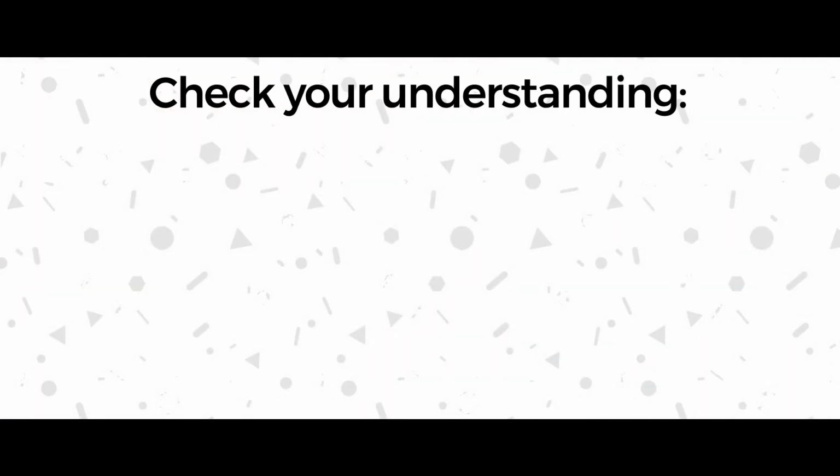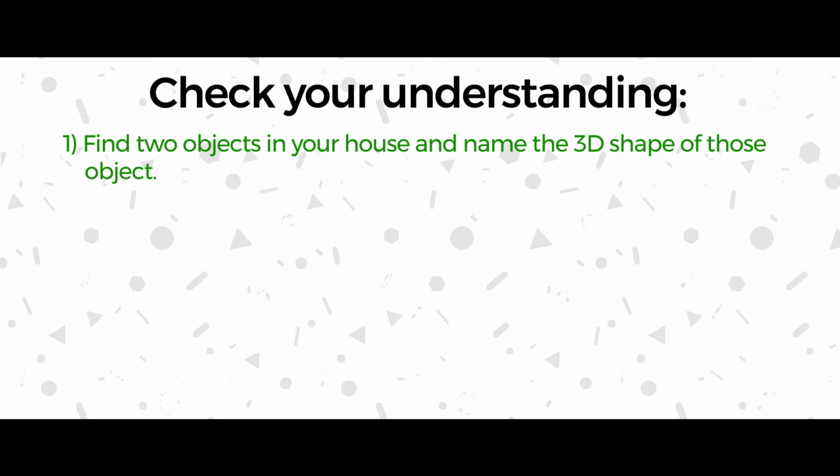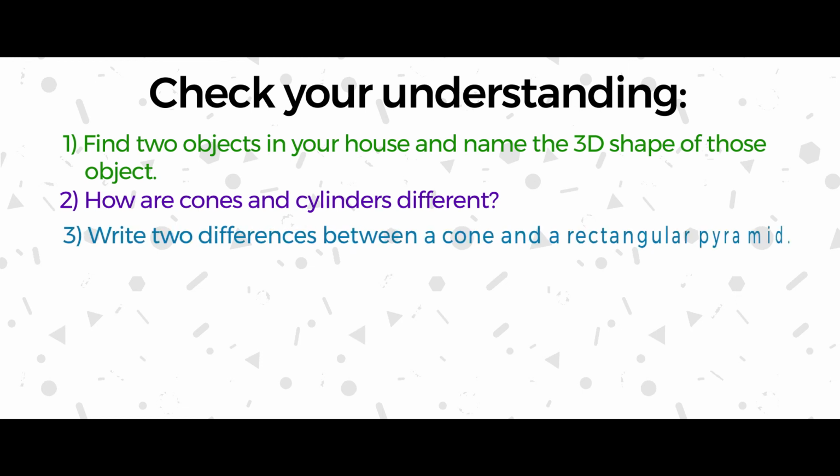Alright? Now, to check your understanding of this lesson, let us look at some questions here. The first question says, find 2 objects in your house and name the 3D shape of those objects. Look at the second question. It's asking, how are cones and cylinders different? Look at the third question. It says, write two differences between a cone and a rectangular pyramid. A cone and a rectangular pyramid.